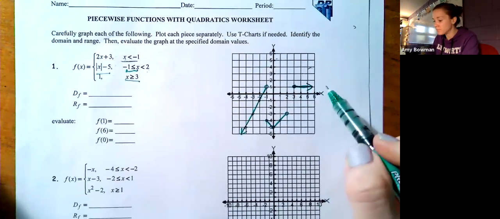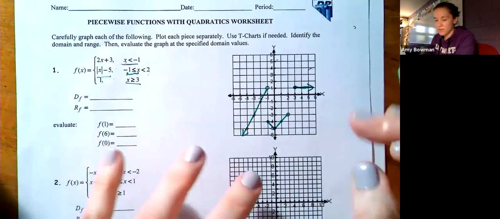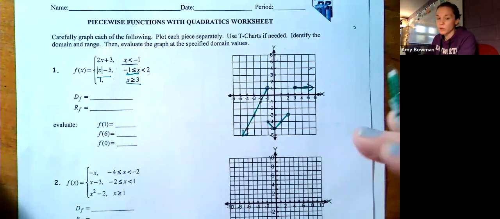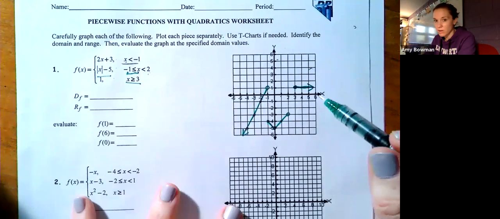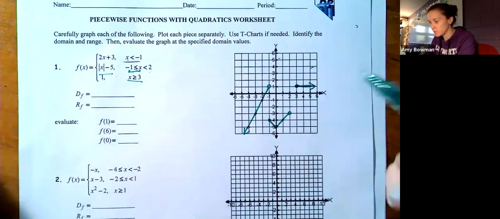So now I know this probably seems confusing right now. I'm going to do 2 more examples with you. So by the time we're done with all of them, you'll probably feel a little bit better about piecing together a piecewise function.